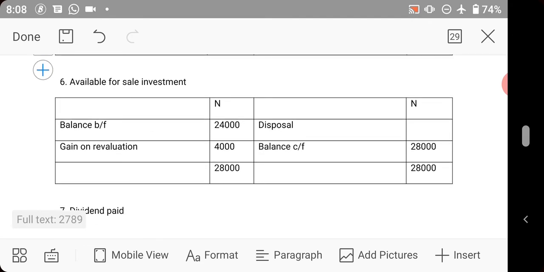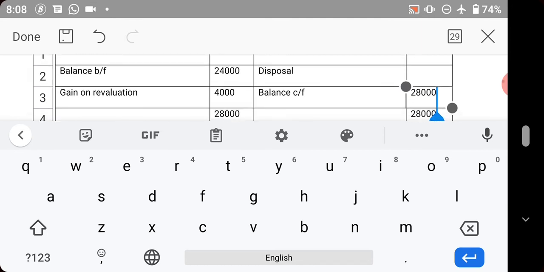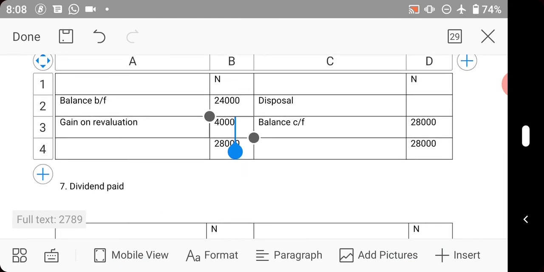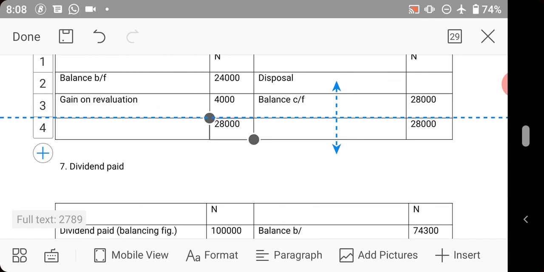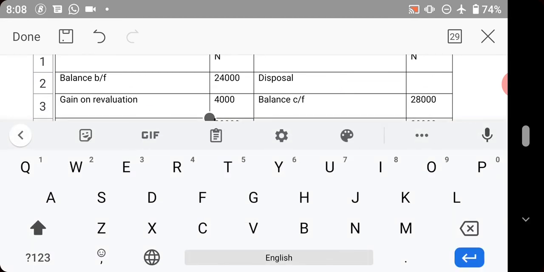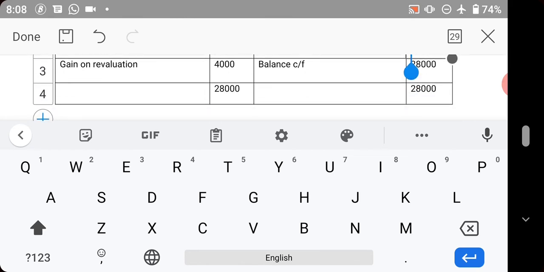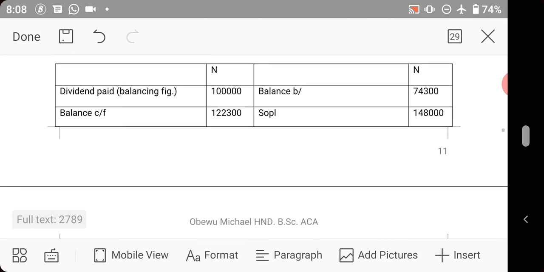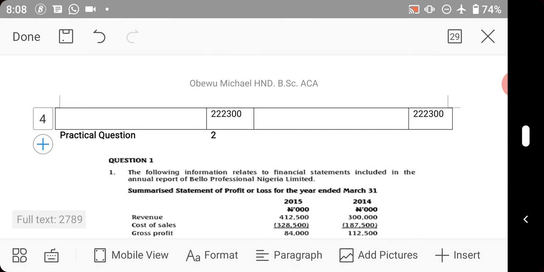Available for sale investment is an asset. So balance brought forward is here, balance carried forward is here. Then we have gain on revaluation of available for sale investment. If you add up, 24 plus 4,000 will give you 28,000. There is no value here. There was no disposal. So that is why we have 28,000. So they are equal. Dividend paid is easy to calculate. We are already given it to be 100, so no need wasting our time.